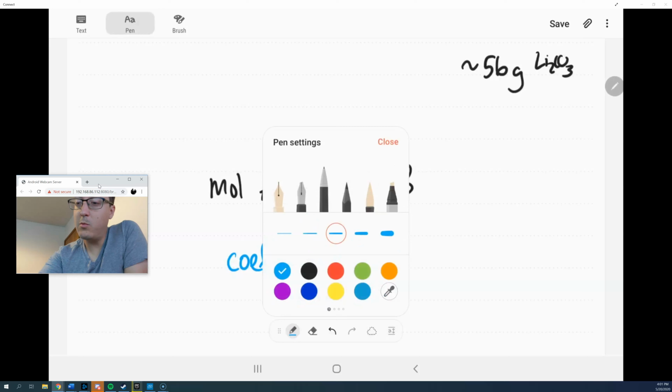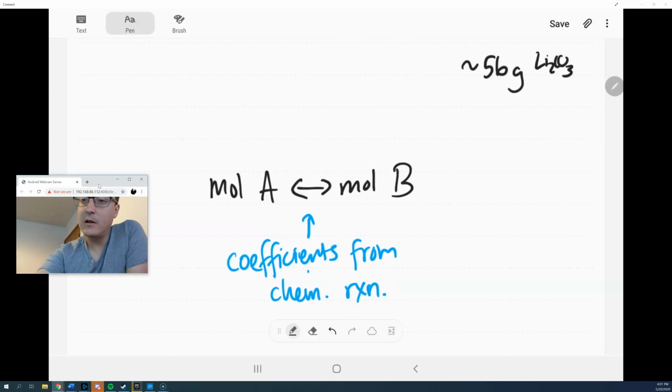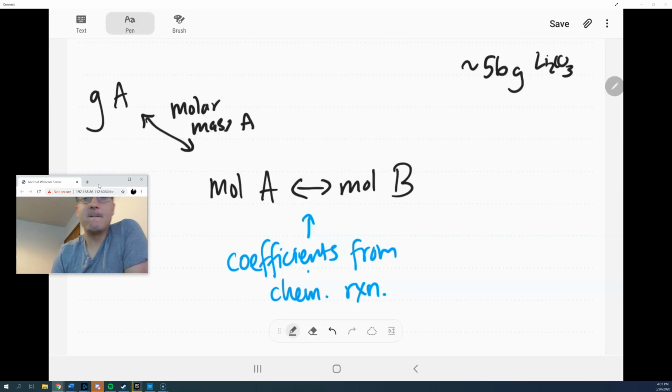So one way we have, we can go from grams of A and we use the molar mass. Right? We can go from grams to moles by using the molar mass of A, whatever that happens to be. And if we want to convert from A into B, we have to use the coefficients from our chemical reaction, whatever those happen to be. Anyone remember any other ways to get moles besides molar mass?